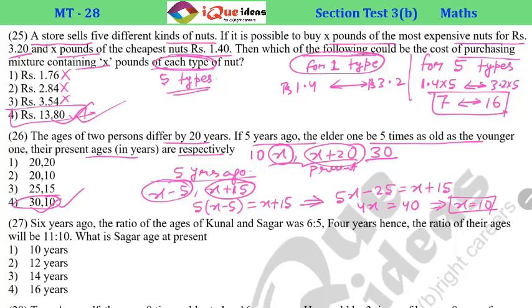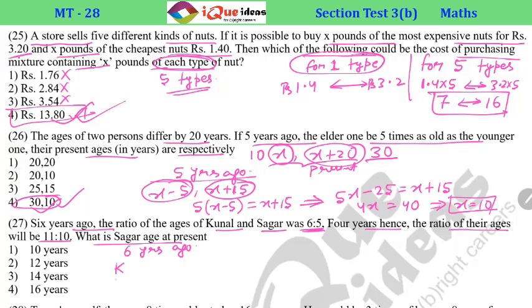Alright. Now 27th question. It says 6 years ago the ratio of the ages of Kunal and Sagar was 6:5. 4 years hence the ratio of their ages will be 11:10. Find Sagar's present age. Okay. So we will not start from present. We will start from the situation of 6 years ago. Let's say 6 years ago the ratio was 6:5.